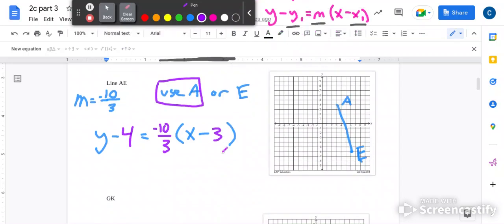All right, so take a few minutes and try the next 4 problems right here. Pause the video right now. Try the next 4 problems out, and then resume the video after you're done with those 4 problems.